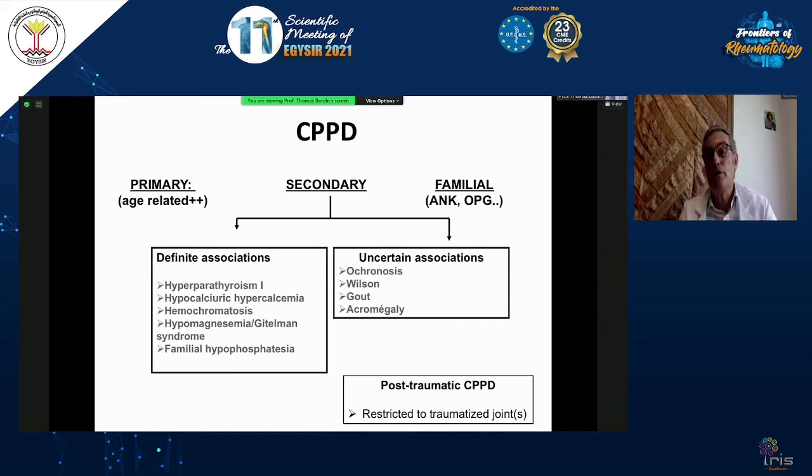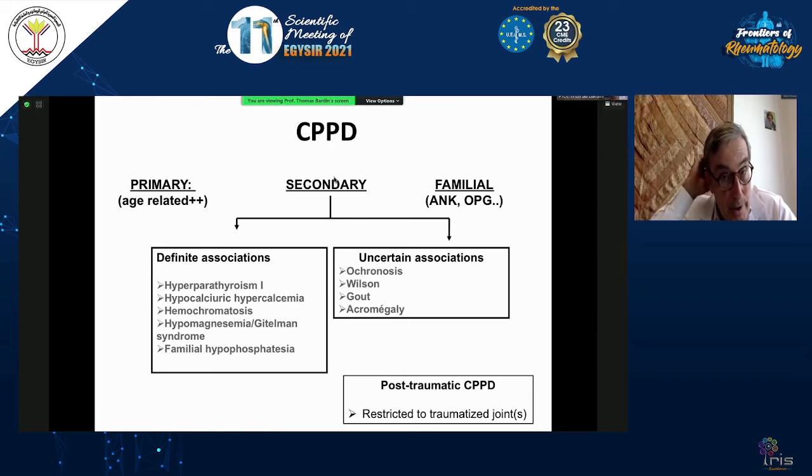In terms of etiology, CPPD can be a familial disease, which may be related to Ank mutation, but also to osteoprotegerin mutation, and probably to many other mutations. In our lab, we are frequently asked to test for these two genes in familial CPPD, and quite frequently we find no mutation. And it is known that there are some other loci and unknown genes.